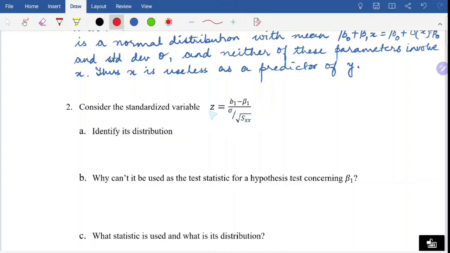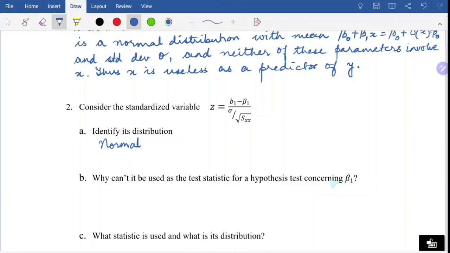All right. So since they have a z here, that means it's going to be a standardized variable with a normal distribution. So the question here is, identify its distribution. Its distribution is going to be normal, because all z distributions, no matter what the associated formula is, will always be normal.